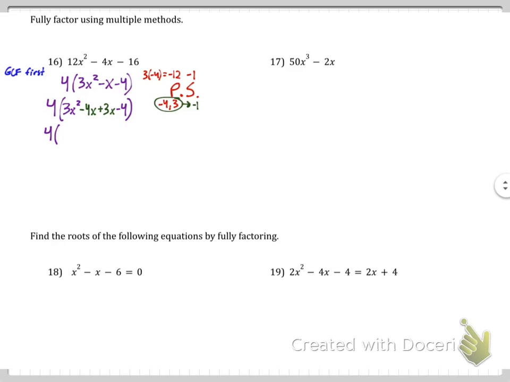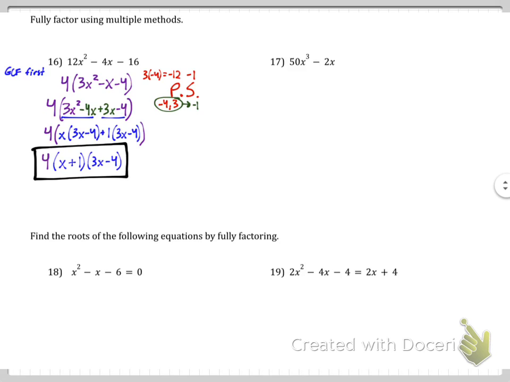Then I'm going to rewrite and factor out the GCF of the first two. That's x times 3x minus 4. The GCF of the last two is just 1. Fortunately, that makes both of our factors 3x minus 4, and that's what we want, which means our final answer is 4 times x plus 1 times 3x minus 4. That's our answer.